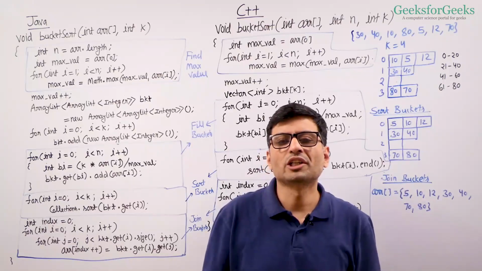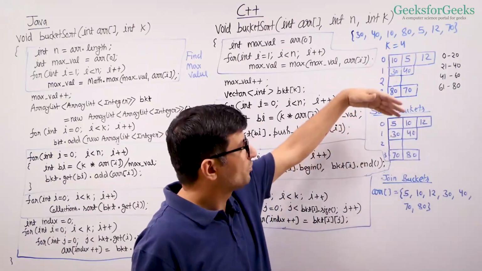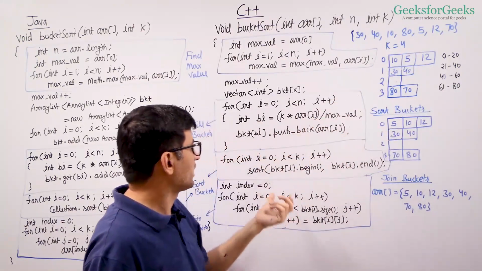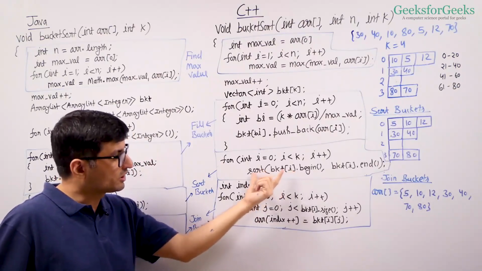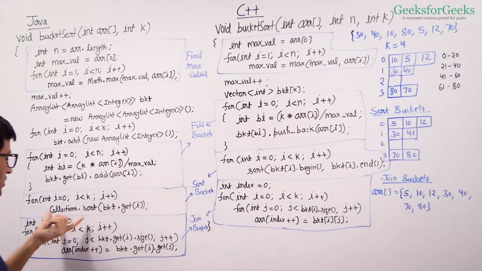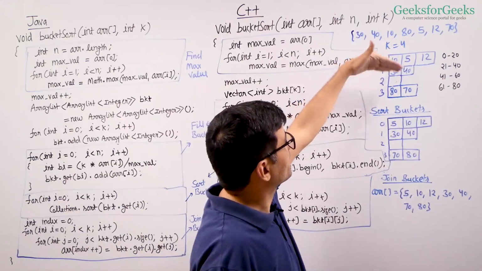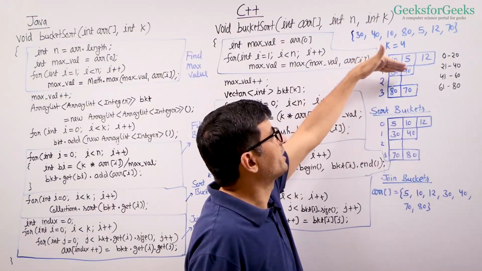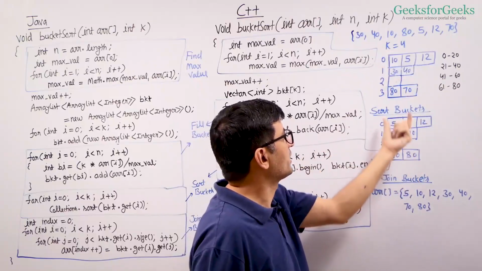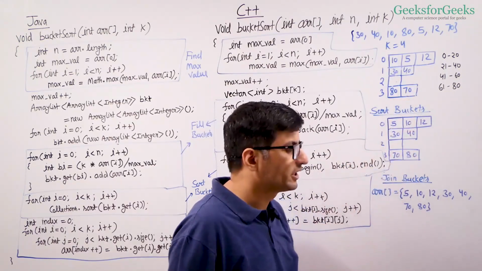After we have put all the elements into individual buckets, we sort these individual buckets, right? We are going to sort these individual buckets using sort function in C++ and collections.sort in Java. So after sorting individual buckets, you will get the first bucket as 5, 10, 12, second bucket as it is, 30, 40, and third bucket after sorting will become 70, 80.